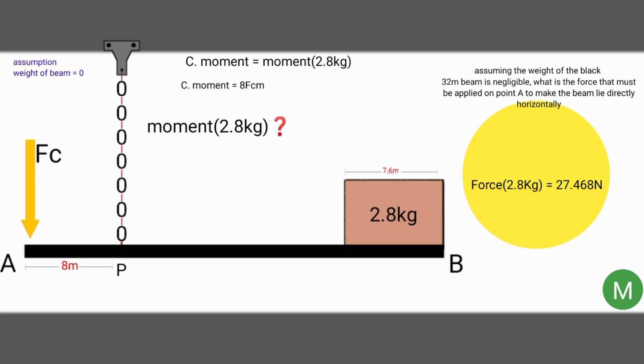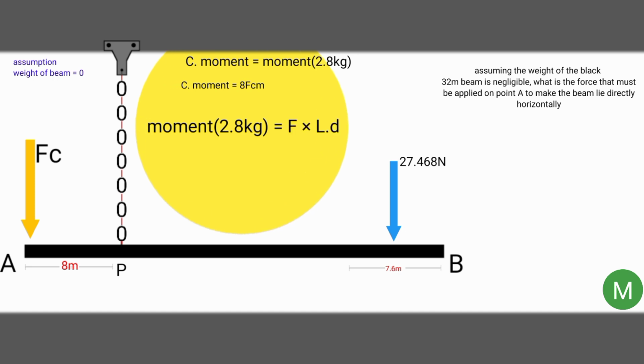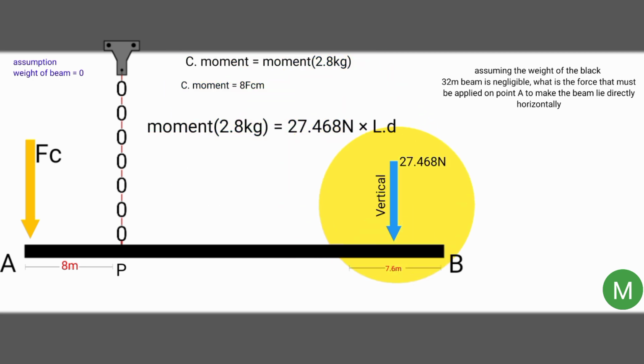We are not given where exactly or at which point this force is acting. We just assume it's a uniformly distributed load, that is, the force is acting here at the center. Now what is the moment caused by this force at this point here? We don't know, but moment we know is force times perpendicular distance. Force is 27.468 Newton. Since the gravitational force is vertical and the beam is lying horizontally, that means the length of the beam from this point to this point is the perpendicular distance.